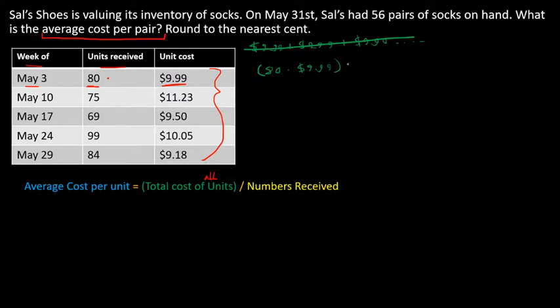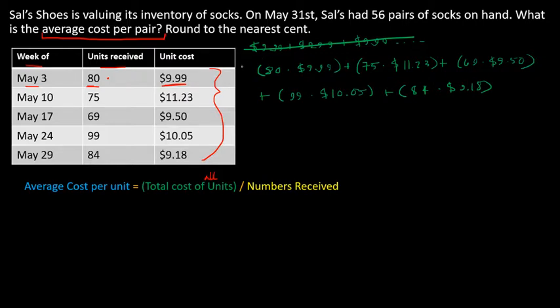So I also have to add up the cost of the 75 units from May 10th, and each one of those costs $11.23. I also have to add up this cost of 69 units at $9.50 each. Okay. I also have to add up 99 units at $10.05 each, and I also have to add up the cost of 84 units at $9.18 each.